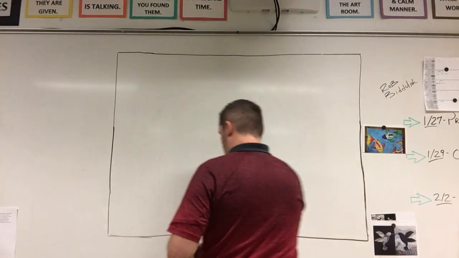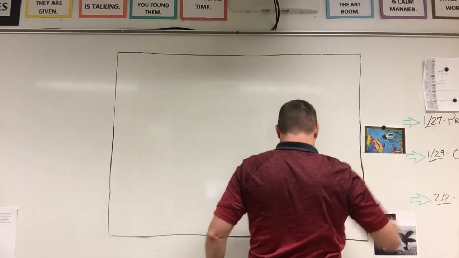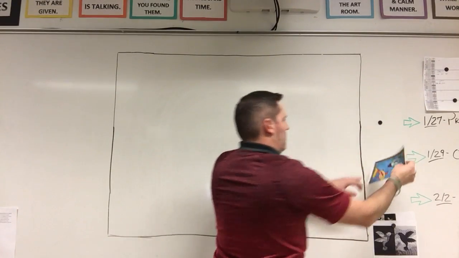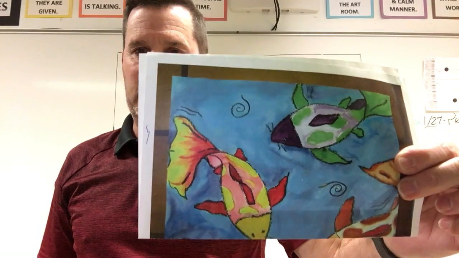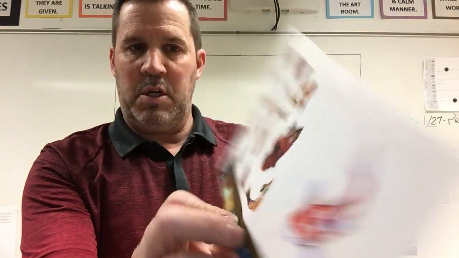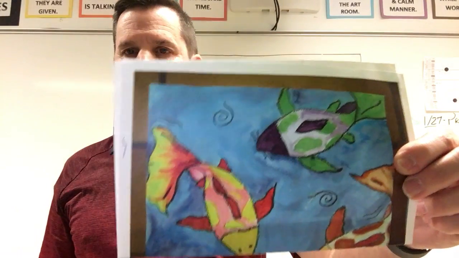Today, we're going to draw some koi fish. Here's a more realistic version of them. But we're going to draw two koi fish, kind of like that, from the top view.